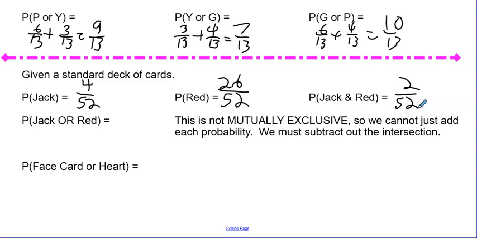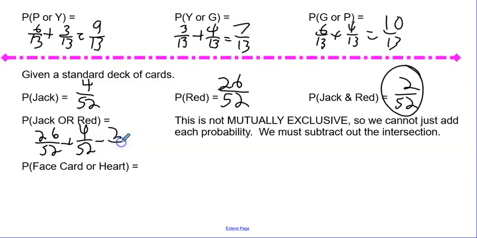Now, the tricky one is, how many are jack or red? Well, this is not mutually exclusive because there's overlap, because there's 2 red jacks. So we can't just add both of them together and get 30. We have to subtract out the intersection. So it's 26 out of 52 plus 4 out of 52 minus 2 out of 52. And that gives us 28 out of 52.